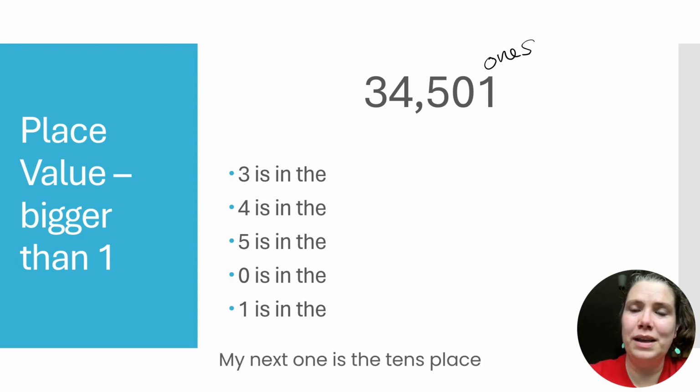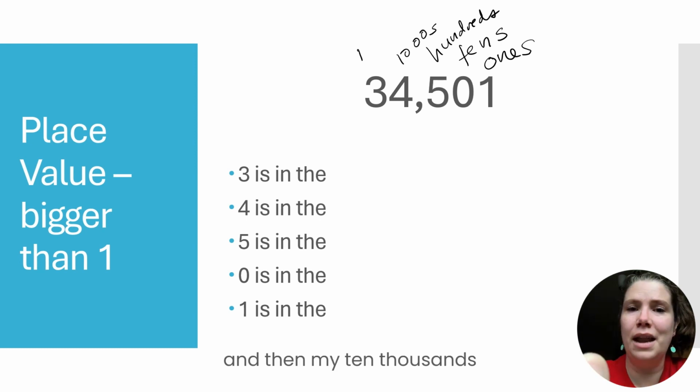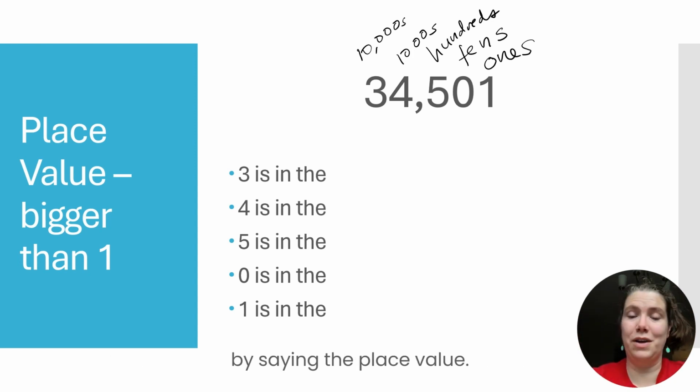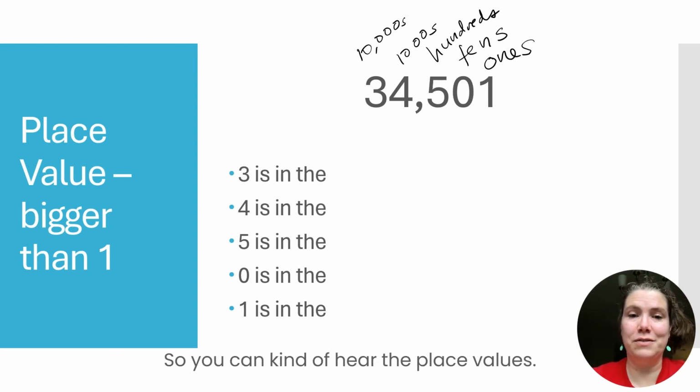My next one is the tens place, followed by my hundreds, and then my thousands, and then my 10,000s. The nice thing about numbers like this is we read them by saying the place value. 34,501. So you can kind of hear the place values.